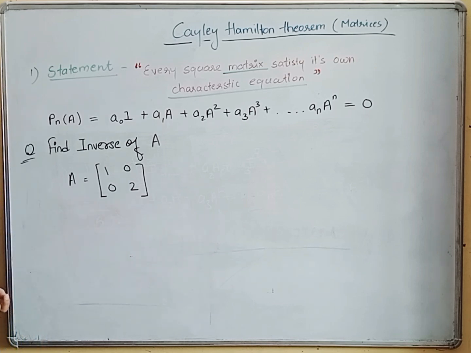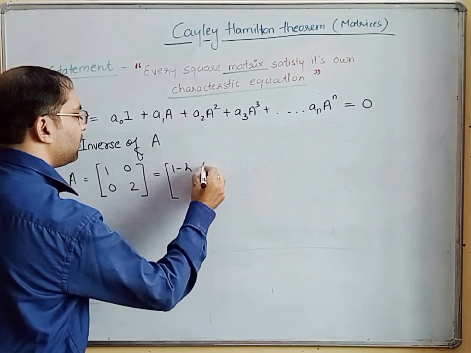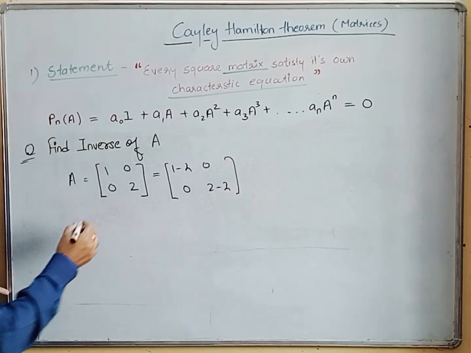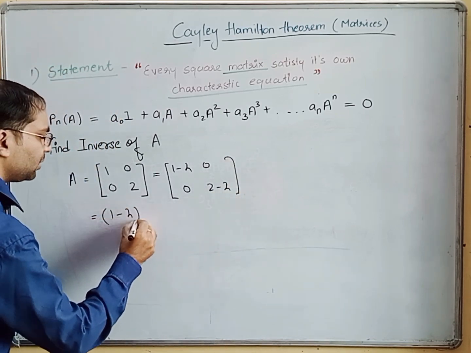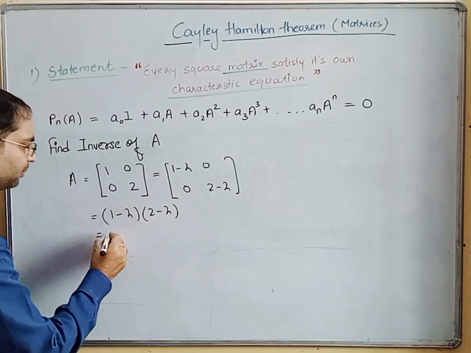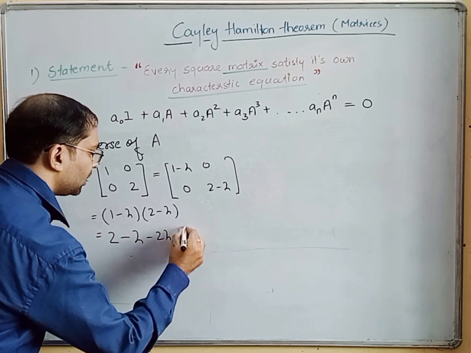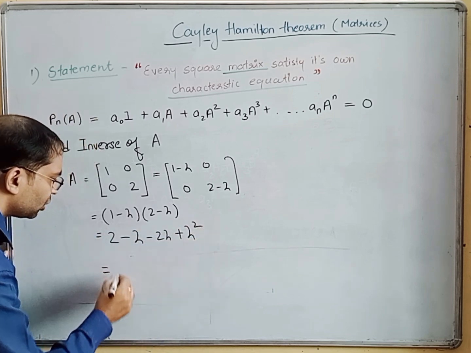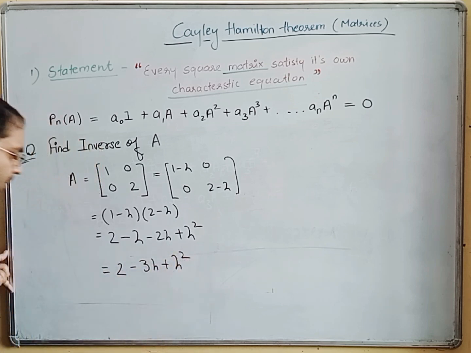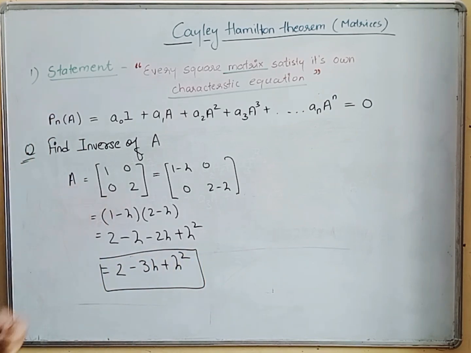So just to get the characteristic equation, first we'll write the characteristic matrix of this. So this is 1 minus lambda, 0, 0, 2 minus lambda, and now we'll expand this. So this will become 1 minus lambda multiplied by 2 minus lambda. Now we'll open this. So this will become 2 minus lambda minus of 2 lambda plus lambda square. This equation becomes 2 minus of 3 lambda plus lambda square. So this is the characteristic equation of the given matrix.